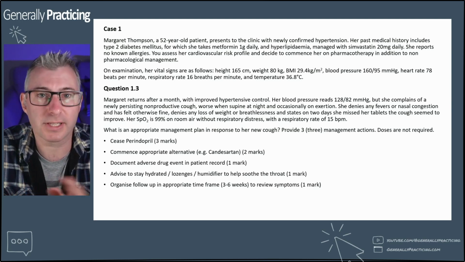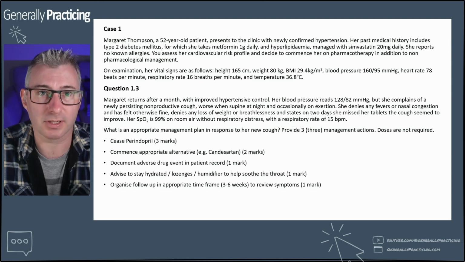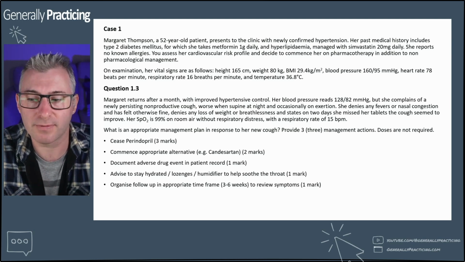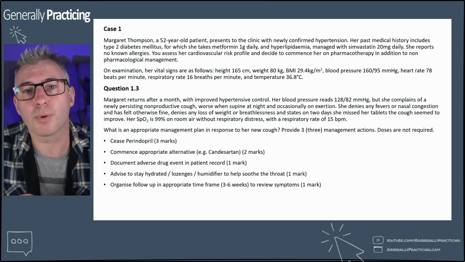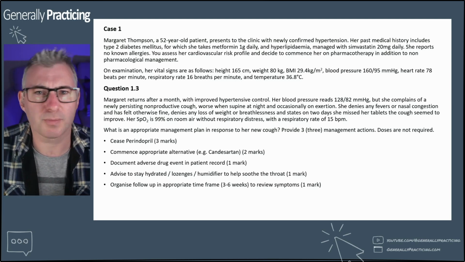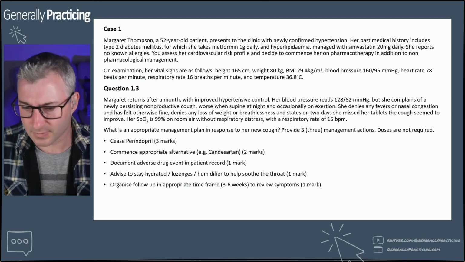Of course, you've done all these things, you've put all these interventions in place. You want to make sure that you're not going to deal with a different issue down the line, or potentially find out that it was actually unrelated to the perindopril, so you'd be organising follow-up in an appropriate time frame. And again, as long as you're specifying something sensible, I think you're going to get marks there.